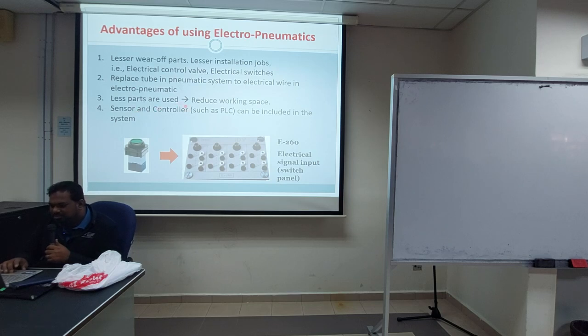Okay, less parts are used, reduce working space. Yang ni satu advantage. Apabila kurang gunakan komponen, so your circuit pun tak complicated, and because of that kita boleh reduce the working space. So especially when you have very tight space, you tak ada tempat yang besar dalam production line, then you can opt for electro-pneumatic. So electro-pneumatic, so you ada satu control room, you create a control room, you tekan dekat sana, so it automatically actuate or deactivate your pneumatic circuit.